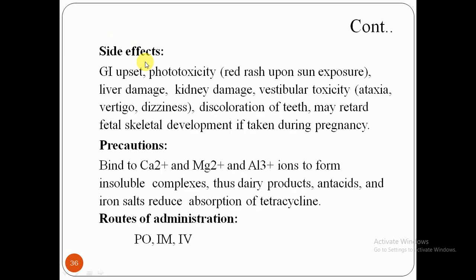These are the side effects which are reported. Tetracycline may cause GIT upsets and phototoxicity. This is the major side effect, which causes a red rash upon sun exposure. It may also cause liver damage, kidney damage, vestibular toxicity, ataxia, vertigo, dizziness, and discoloration of teeth. As well, it may retard or stop fetal skeletal development if taken during pregnancy.